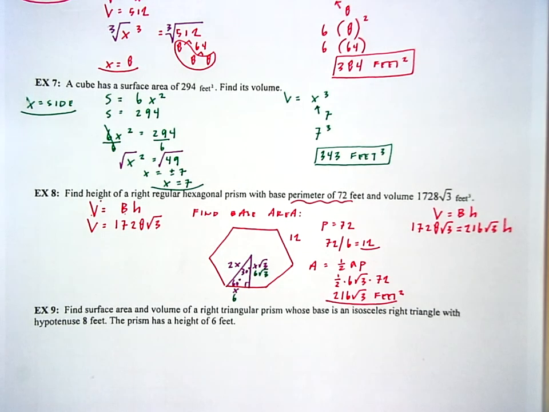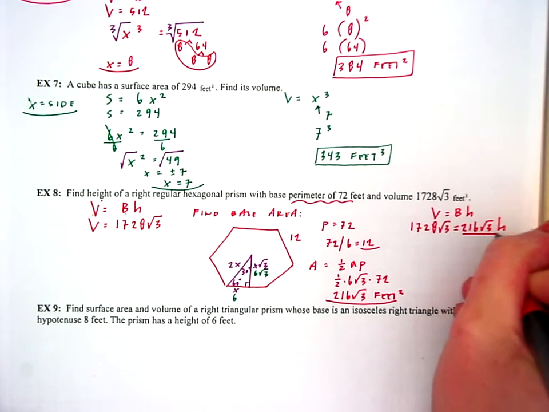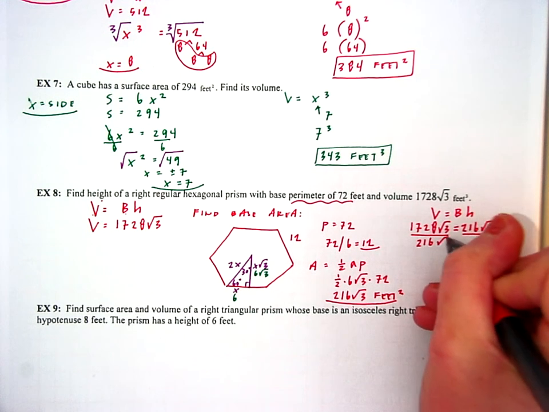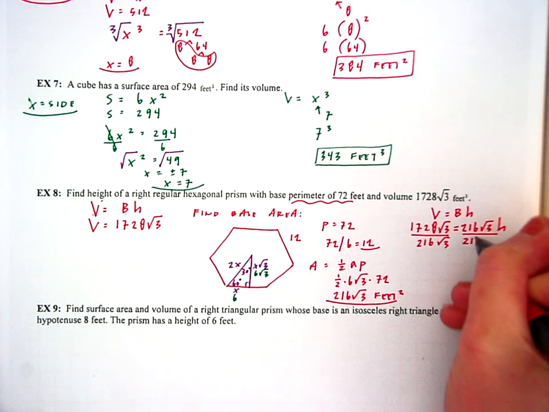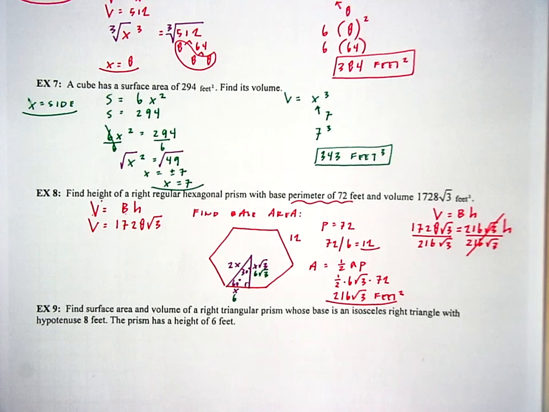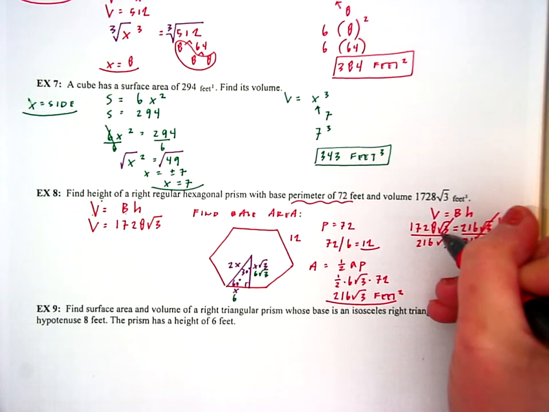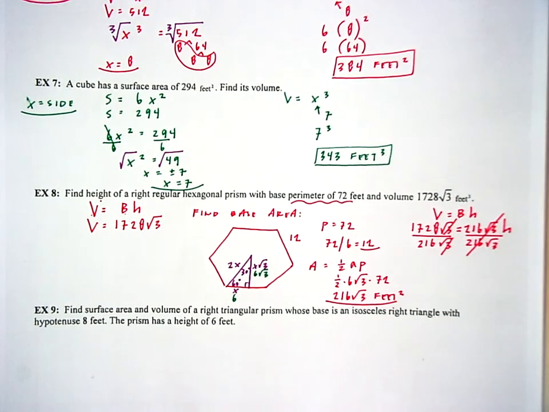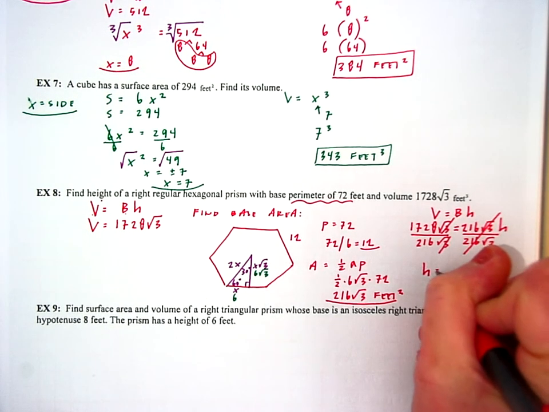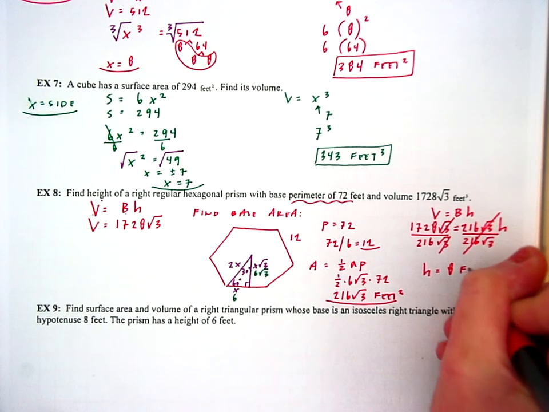So now all I have to do is divide each side of my equation by 216 times the square root of 3. Over here, that knocks all the way away to 1 to 1. Over here, the root 3's knock away 1 to 1. So really, I just need 1,728 divided by 216, and I end up with a nice clean integer value of 8. My height is 8 feet.